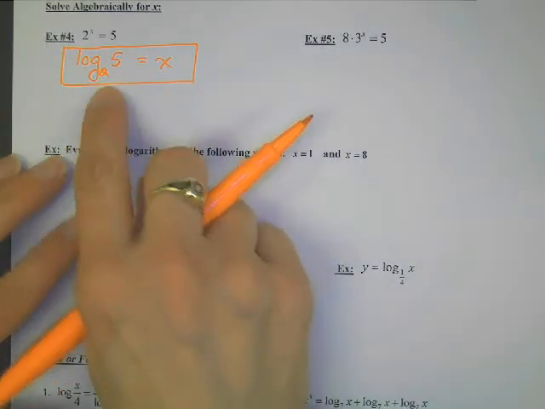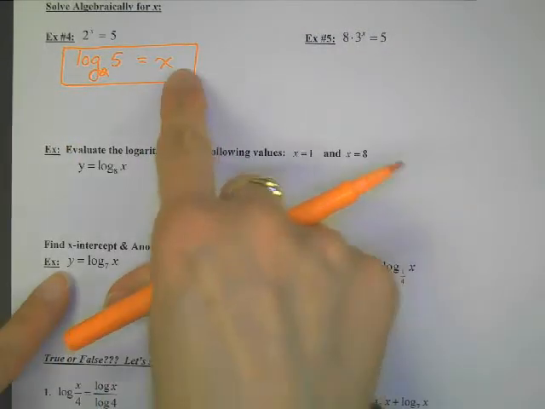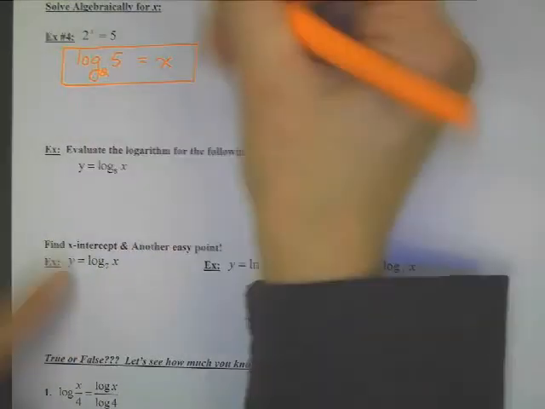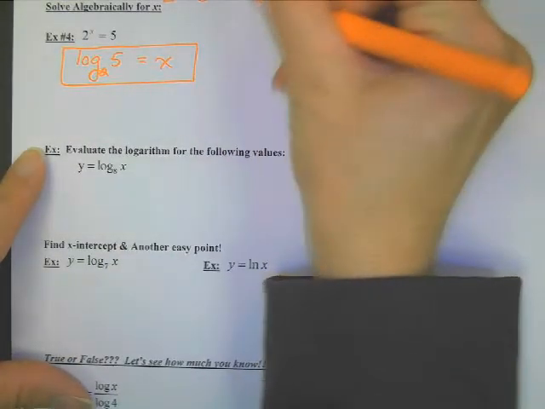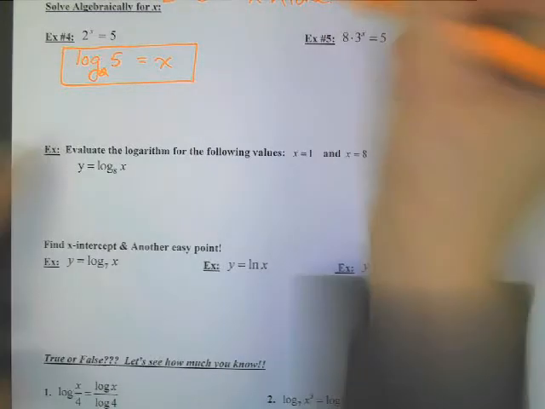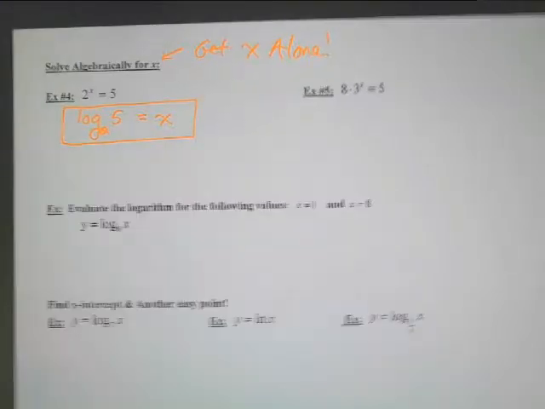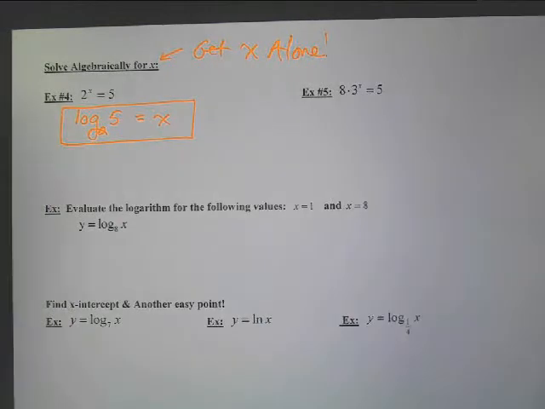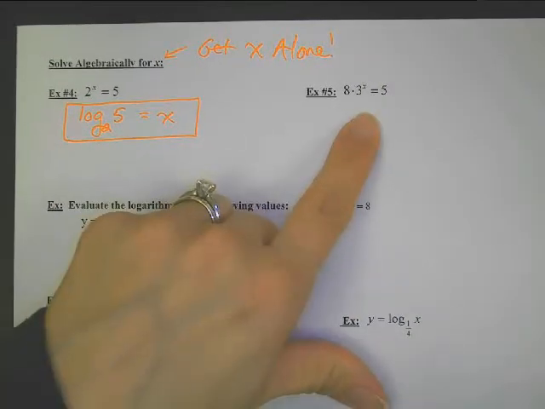This is exact. So we'll leave it like that. X equals. To solve for x means get x alone. That's what it means, get x alone. Since we got it alone, we've solved it. Okay, let's get x alone over here.